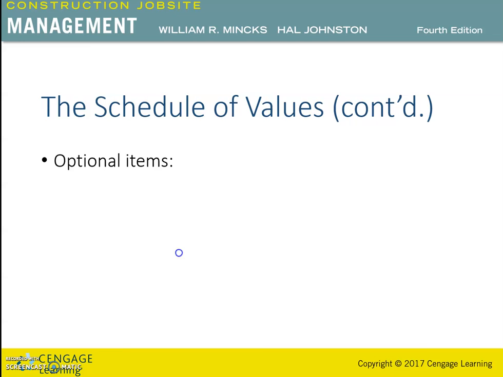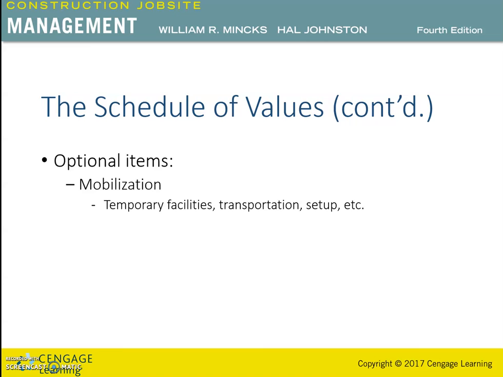Several items are optional for inclusion in the schedule of values, depending on the customs of the owner, architect, and engineers. So let's see some of these optional items. First of all is mobilization. Mobilization is about the temporary facilities, transportation, setup, etc. A number of costs are incurred by the contractor at the very start of the project. Some relate to temporary facilities, including transportation and setup of office and storage facilities for the contractors and subcontractors. Temporary security fencing, installation of temporary utilities such as power, water, and telephone, and access routes for the job site.